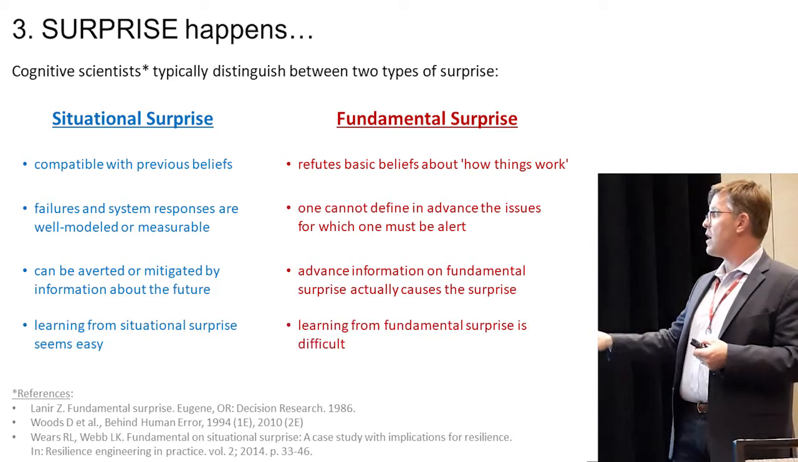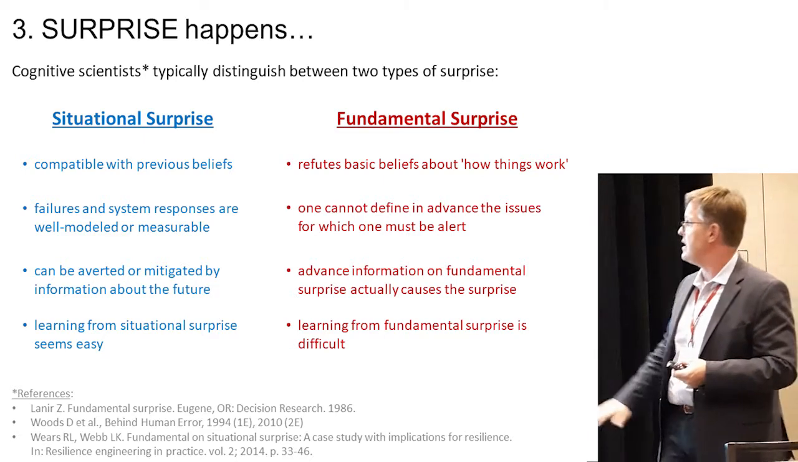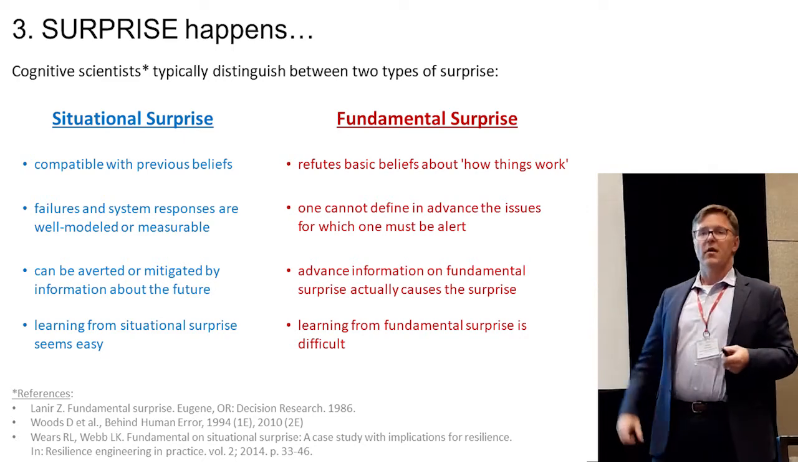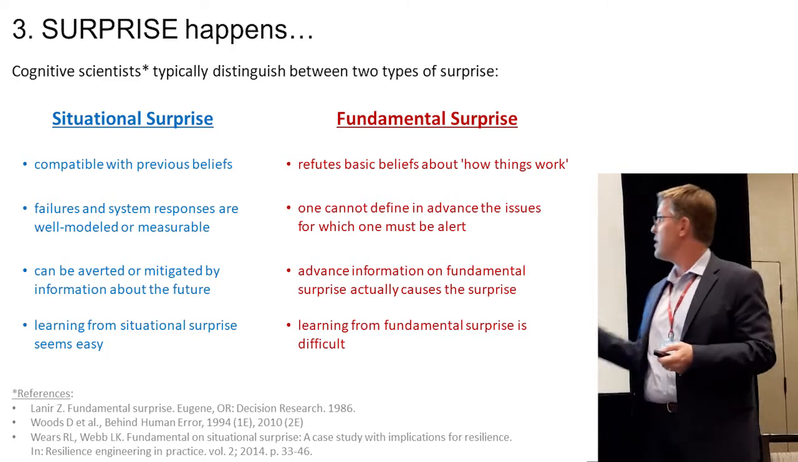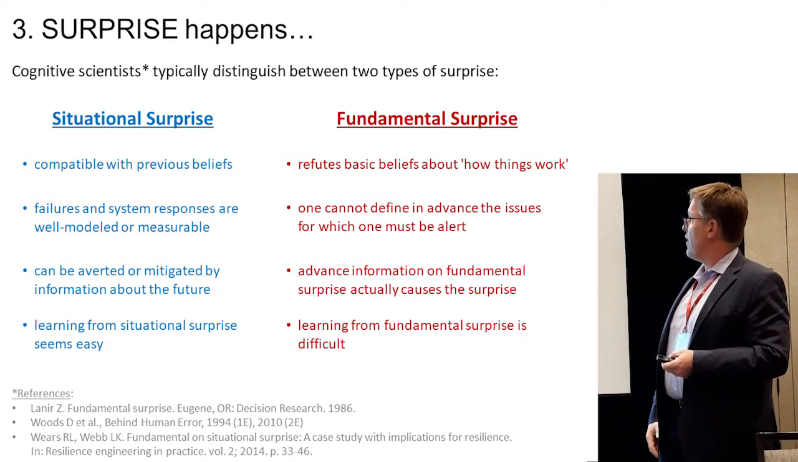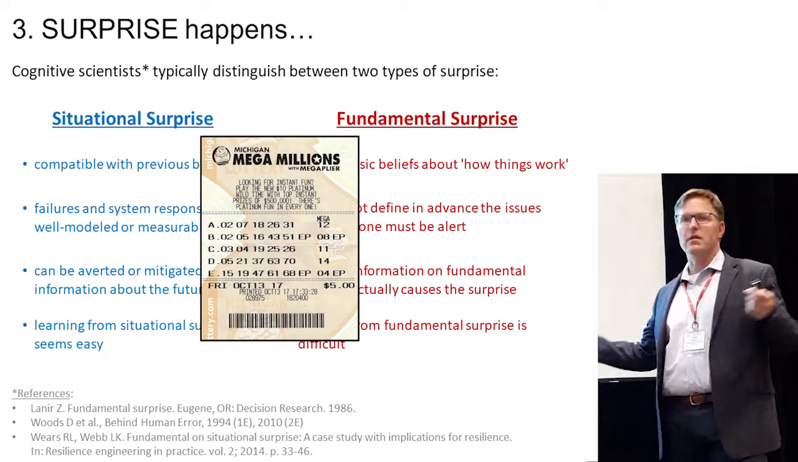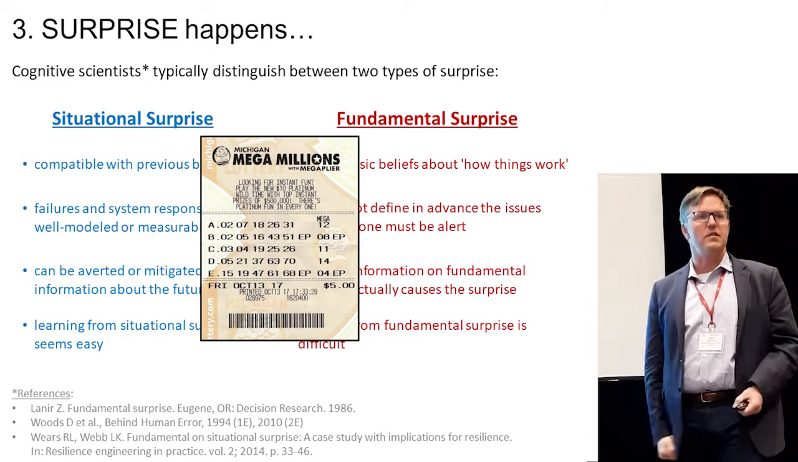And as a result, learning from situational surprise seems easy, whereas learning from fundamental surprise is much more difficult. So to make this a little bit more concrete, the example that we like to use is that of these lotteries, Mega Millions, multiplier, win $1 billion kinds of things.